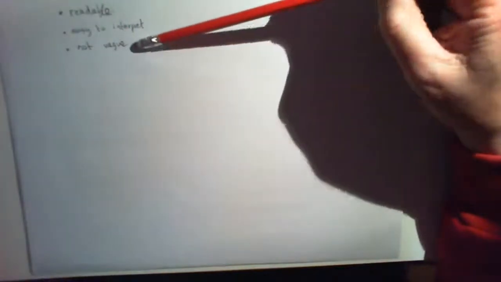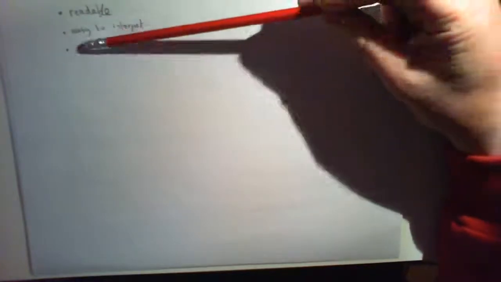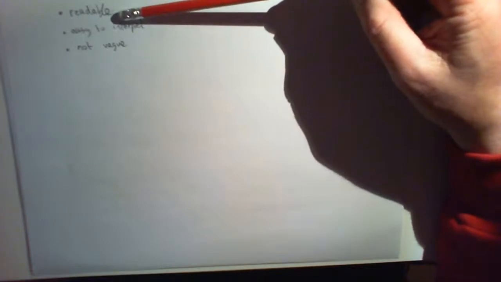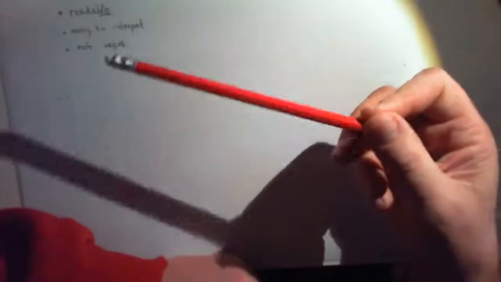Easy to interpret means it should be logically put out so that nobody's guessing, well, does this go in front of that? Does that go in front of this? And not too vague. In other words, don't be making it all wishy-washy. Don't be saying, oh, do this with it, when you really need to show them what you really want to do with it.